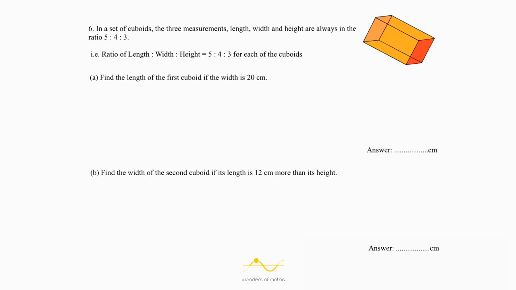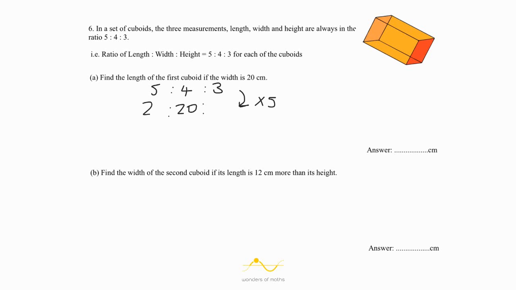First, let's write down our ratio. 5:4:3. Remember, make sure you know which number represents which measurement. Now, we know that our width is 20. To get from 4 to 20, we've multiplied by 5. So we have to multiply the other numbers in the ratio as well.